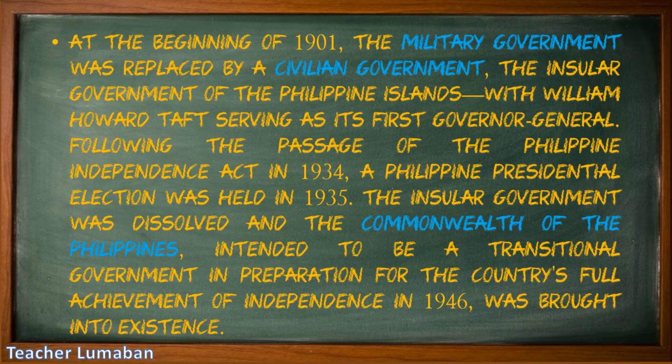Following the passage of the Philippine Independence Act in 1934, a Philippine presidential election was held in 1935. The insular government was dissolved and the Commonwealth of the Philippines, intended to be a transitional government in preparation for the country's full achievement of independence in 1946, was brought into existence.